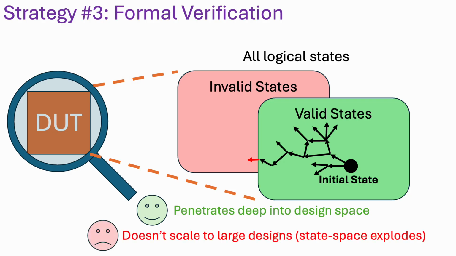There are ways to make this a little bit more computationally tractable than actually brute forcing every single path, but still there's this state space explosion where if you have a big enough design, it just won't be able to formally prove that it's correct. So that's why designers have largely only used this for smaller designs.